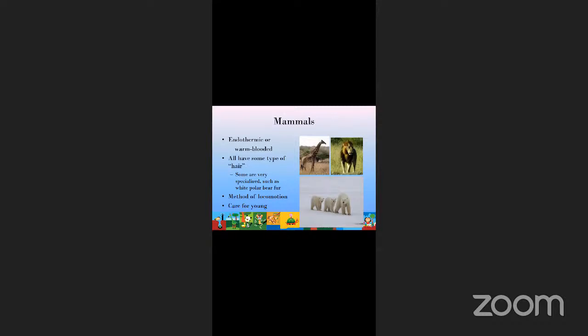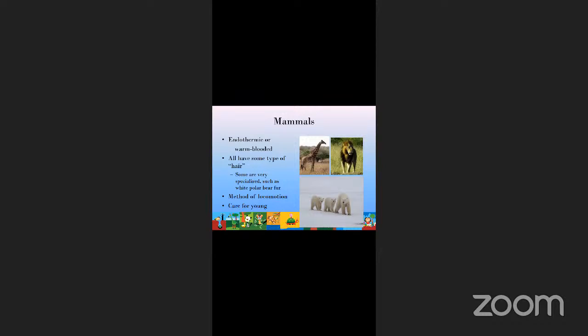Then method of locomotion. So how they are moving. What locomotion means is movement, how they move across the environment. That also will vary according to the environment. Then care for young. So how they are caring.